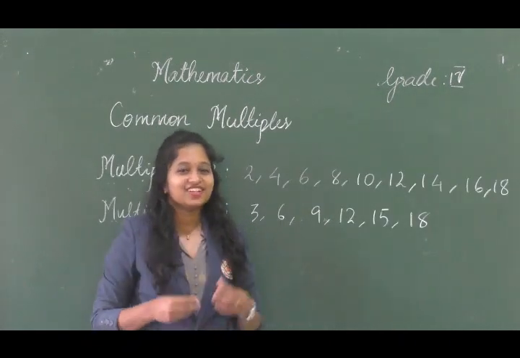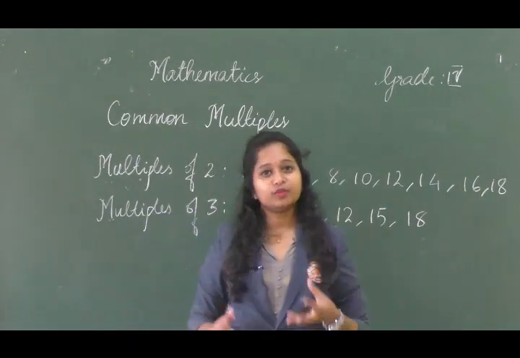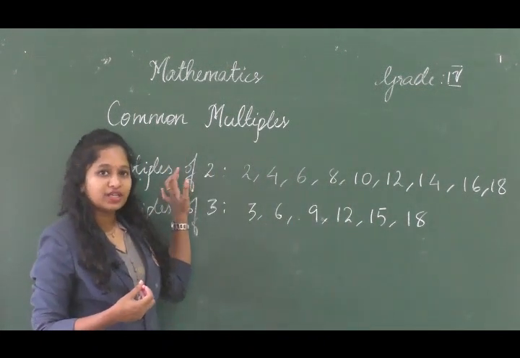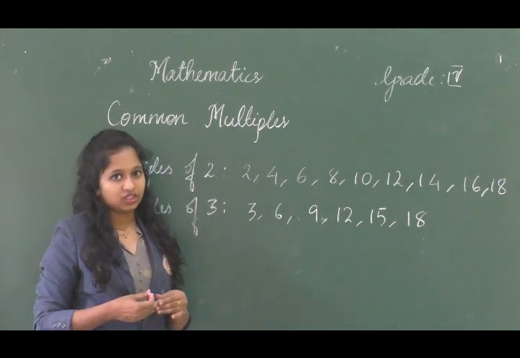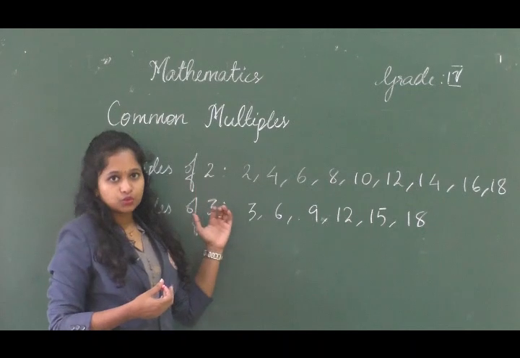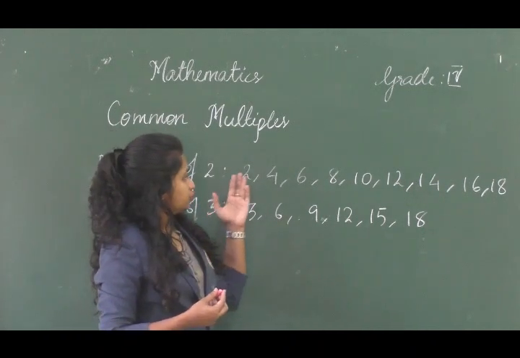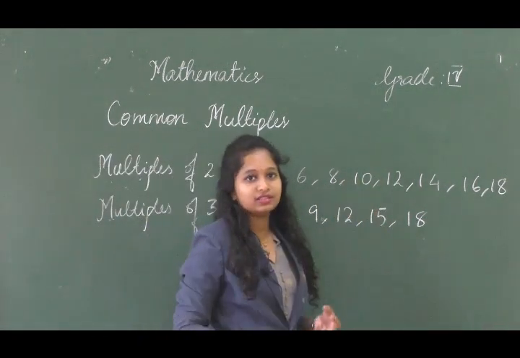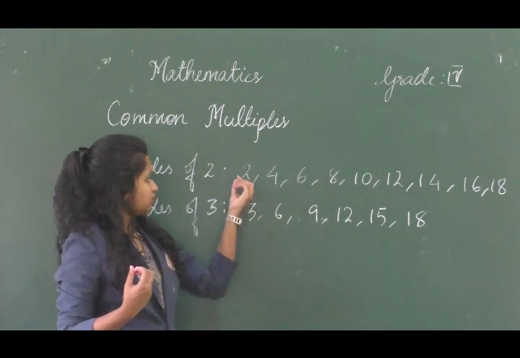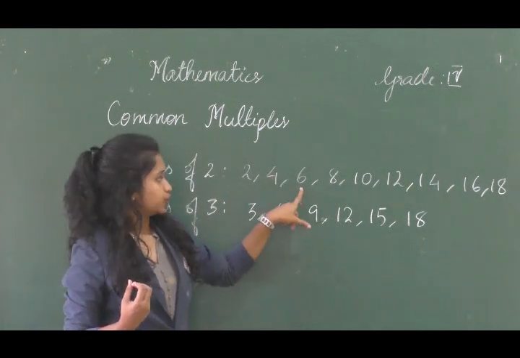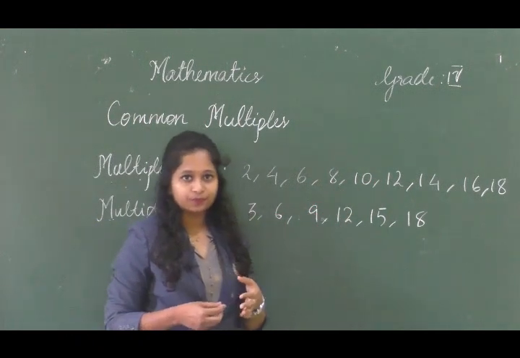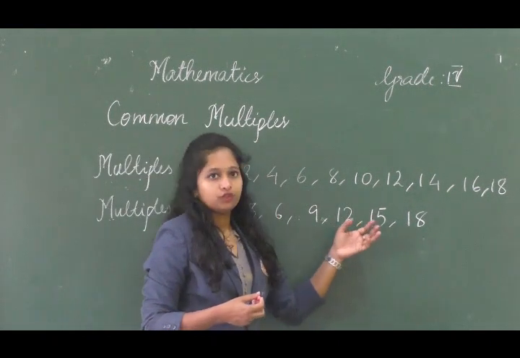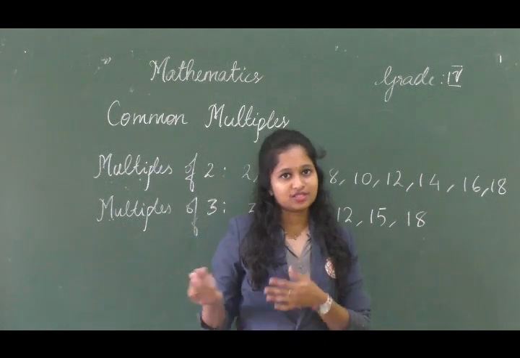Now let's see about common multiples. Here let's find the multiples of 2 and 3. Multiples of 2 are 2, 4, 6, 8, 10, 12, 14, 16, 18, etc. How to get this? 2 into 1, 2 into 2, 2 into 3, 2 into 4, etc. The multiples of 3 are 3, 6, 9, 12, 15, 18, 21, etc.